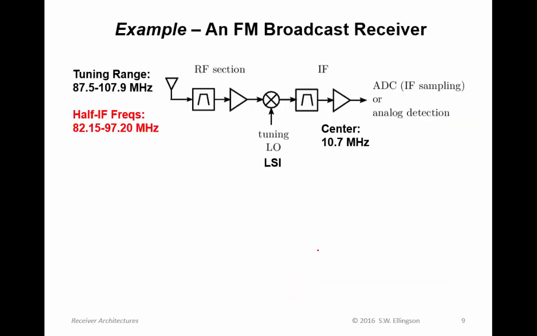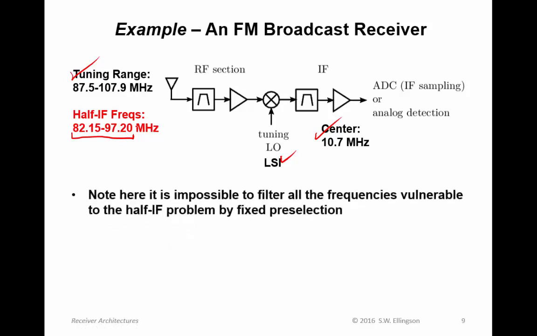So here's an example of the half IF problem affecting a broadcast receiver. Same receiver we talked about in the previous example, taking this tuning range, putting one of those 200 kilohertz signals at 10.7 megahertz using low side injection. Well, from the equation we just worked out, the half IF frequencies are in this range. Note here that it is impossible to filter all the frequencies vulnerable to the half IF problem by fixed preselection.